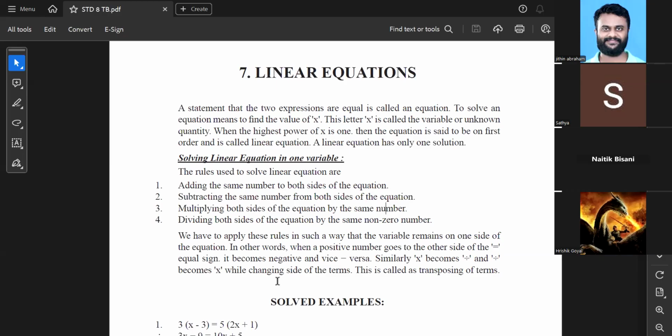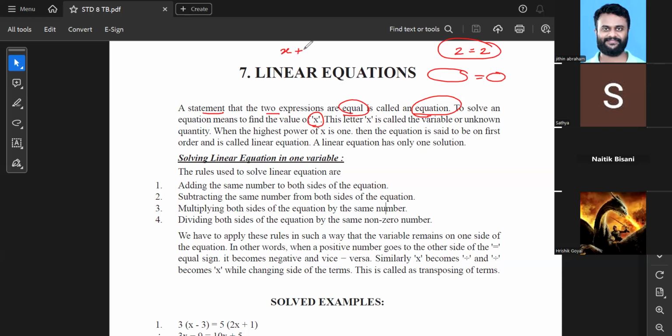So basically, any statement where you see two expressions and an equal sign, we call that an equation. So there should be an equal sign, something on the left hand side, something on the right hand side. We call it an equation. To solve an equation means to find x. If you see something like 2 is equal to 2, you are not going to do anything. There is nothing to solve.